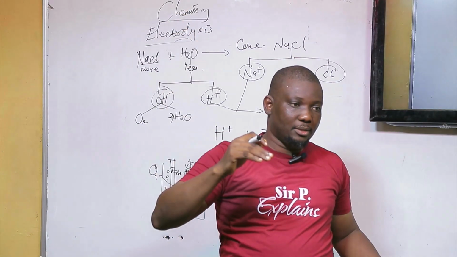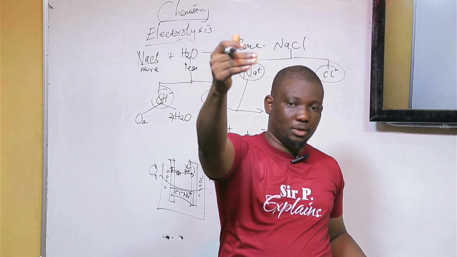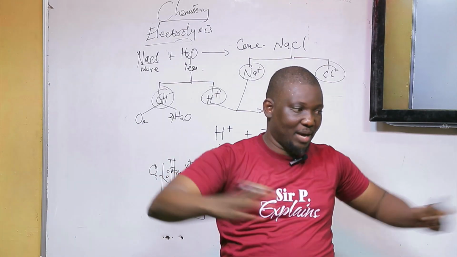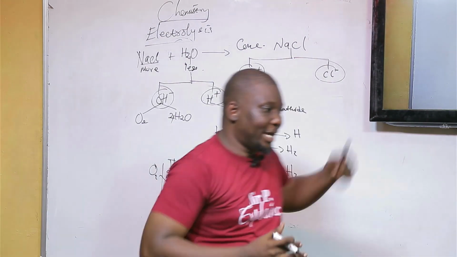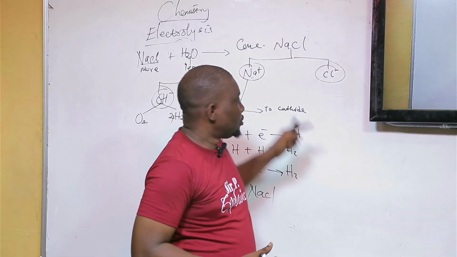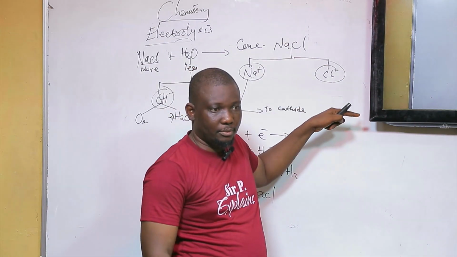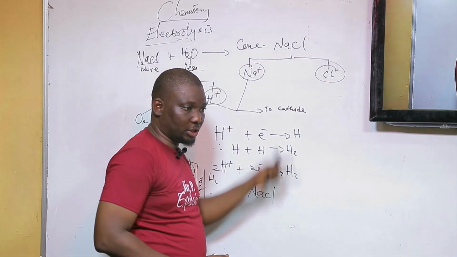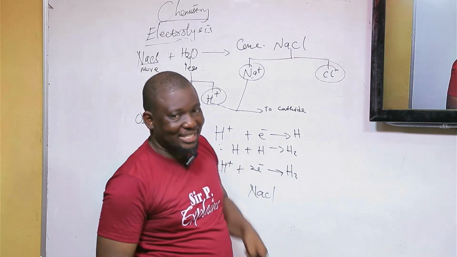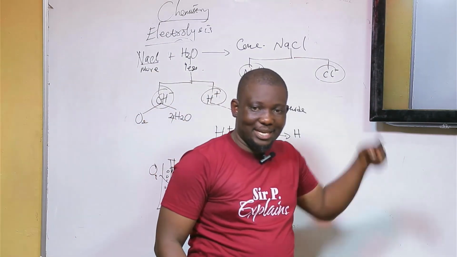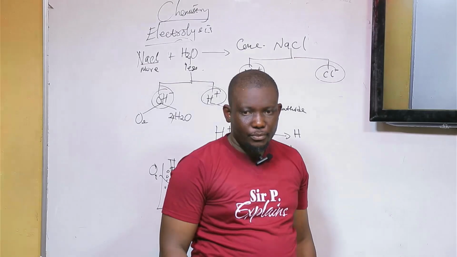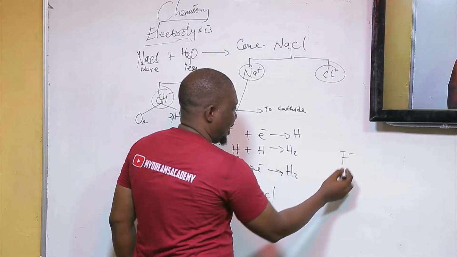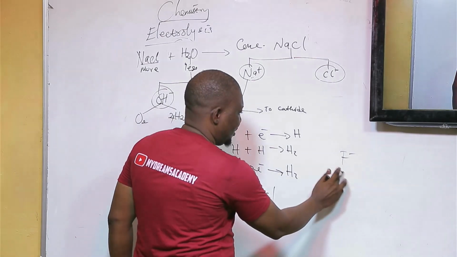Inasmuch as sodium is more concentrated than hydrogen, because of the distance, both ions are very far from each other. Now hydrogen is discharged, even though sodium is more concentrated. So in that case, nothing changed. Hydrogen is discharged, so the product at the cathode is still hydrogen gas.